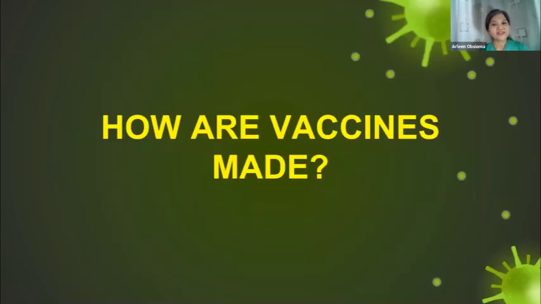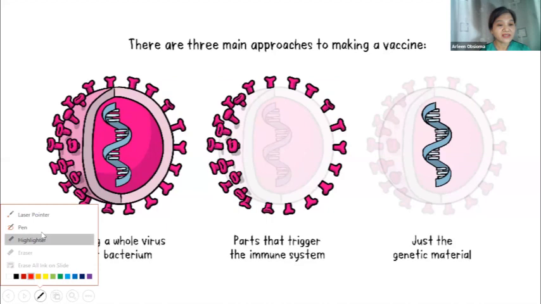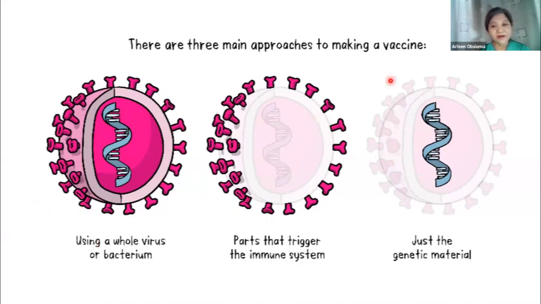So how are vaccines made? There are three main approaches to making a vaccine. First is using the whole virus or the bacterium. Second uses the parts of the virus. And for the SARS-CoV vaccine, they make use of the spike protein, which is the one that triggers the immune system. And other vaccines also make use of the genetic material of the virus.